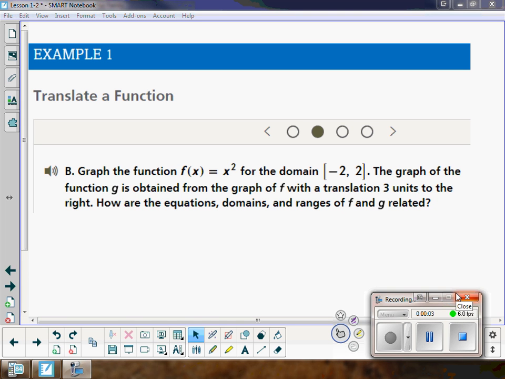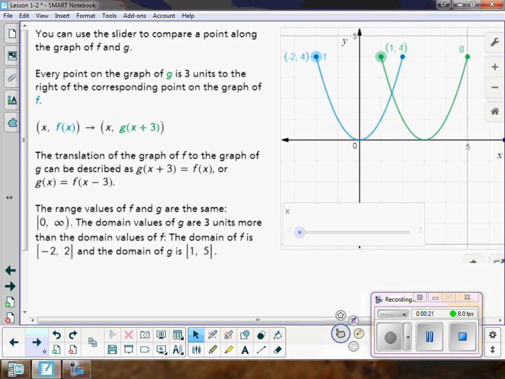Okay, for example 1, part B, in lesson 1-2, we're going to take a look at y equals x squared again on the domain -2 to 2, and this time we are going to translate it right 3 units and compare the equations and the domains and ranges. For this problem, instead of using the graphing calculator, we're going to look at the graph that I have up here on the board. This is from the book company.